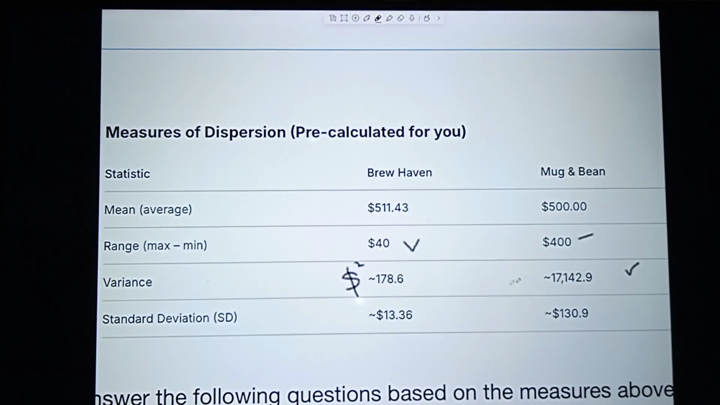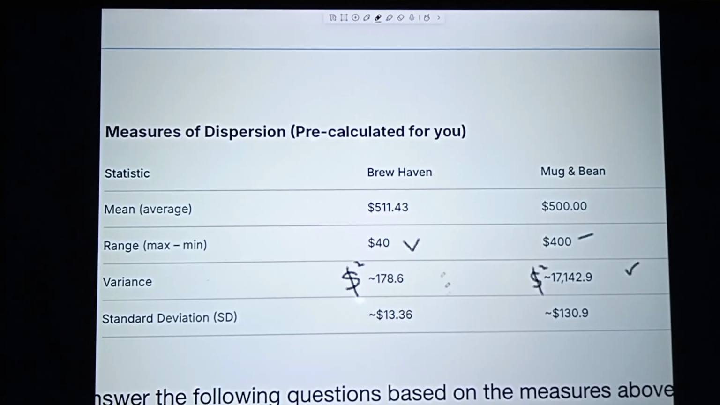Similarly, here the answer will be dollar squared, but for standard deviation, we represent the unit just in dollars, which is already written here. So I'll erase this one.